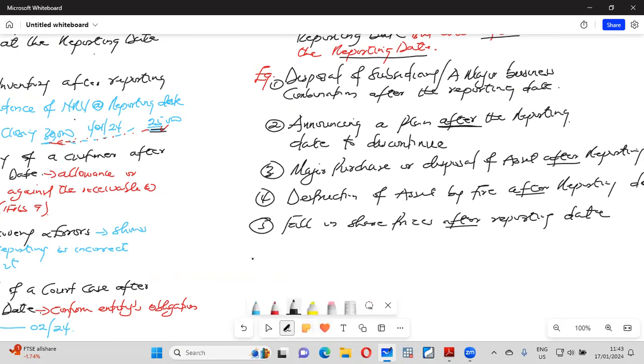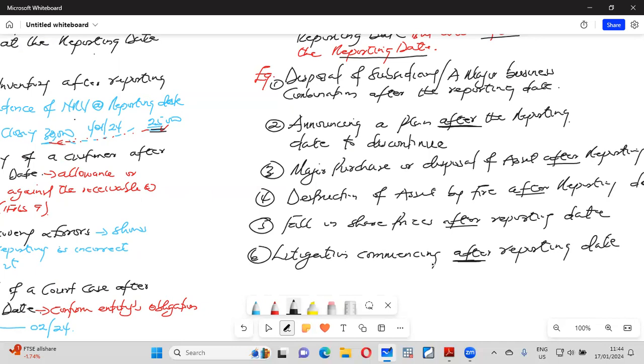Then another one you can have is a court case commencing after the reporting date. So it means that the person brought you the suit after, so it won't have anything to do with your last year. All right. So please, those are that.